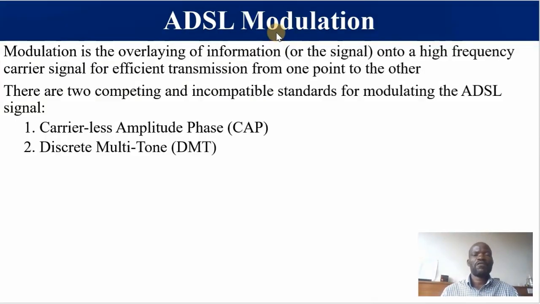Modulation. We've got two types of modulation that are used in ADSL technology: carrierless amplitude phase modulation, as well as discrete multi-tone modulation. We say modulation is the superimposition of an audio signal or the wanted signal onto a high frequency carrier signal, so that our intelligence or the wanted signal is able to propagate for a greater distance, because the carrier signal is able to do that. So we are adding some characteristics of the carrier signal, which in most cases is an analog signal.